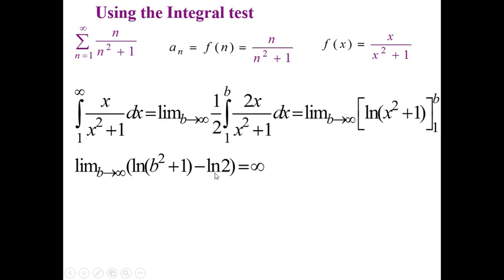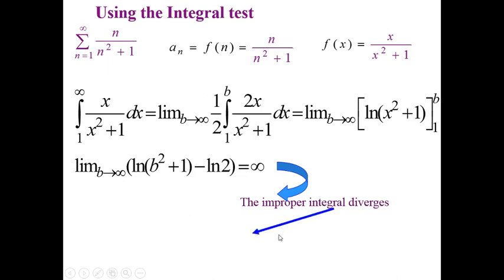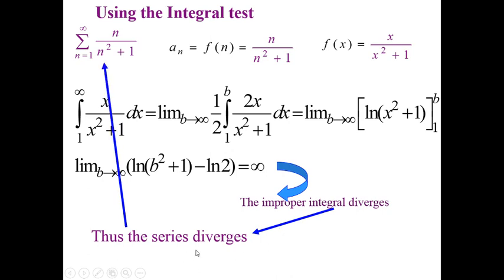And this one is just a constant. So infinity minus a constant is always infinity. Therefore this series would be considered divergent. The improper integral diverges, thus the series diverges.